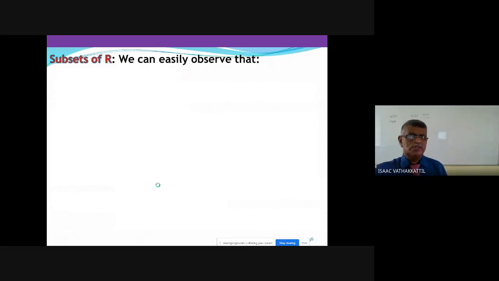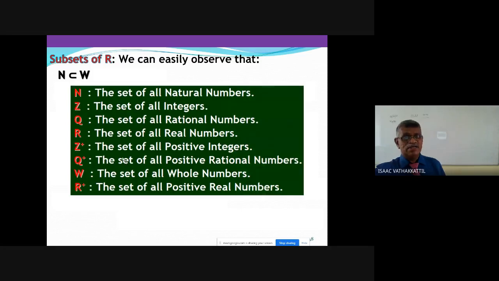Subsets of R, you know, some traditional or standard notation for subsets of R we already have, and in that we see that N is a subset of W. You recollect what is N and what is W? N is set of natural numbers, we already discussed earlier. W is set of whole numbers. Whole numbers will include one more element. So N is a subset of W.